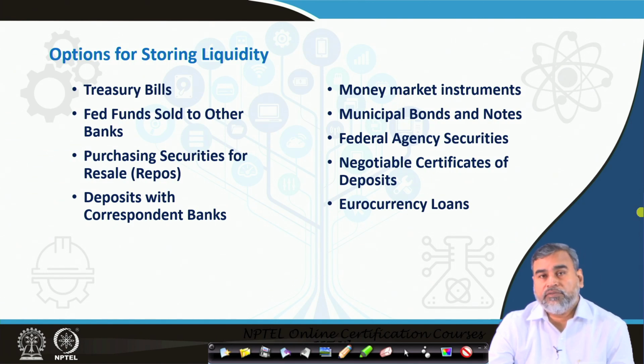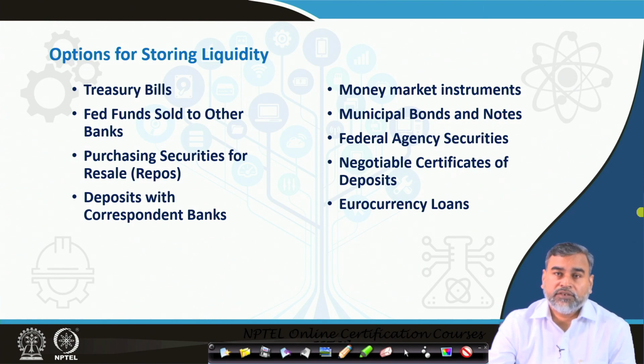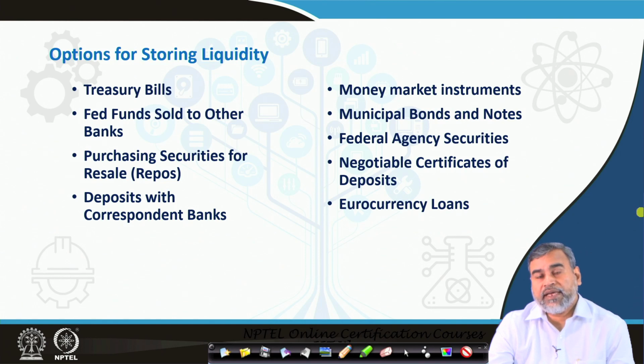So, these are the different assets which are considered liquid assets that commercial banks can hold, and any of these assets can be utilized whenever they need liquidity, and sold in the market to fulfill the liquidity gap.